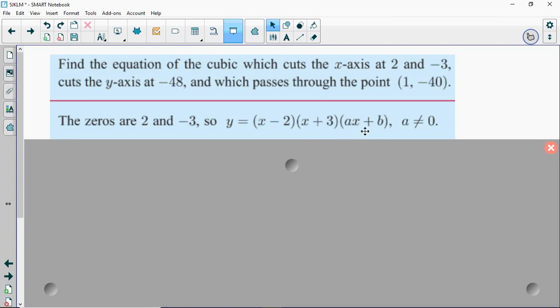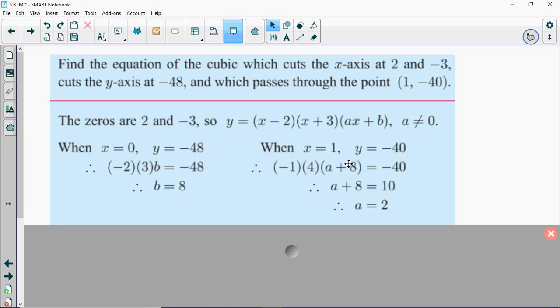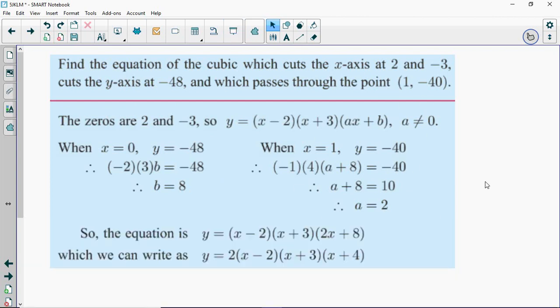And you could write it as ax plus b, or you could write it as just x plus b, and then take the a out in front. Since we have 2 unknowns, we're going to make 2 equations. One is going to use the y-intercept. One is going to use the point 1, -40, and from there we can work out what a and b are.